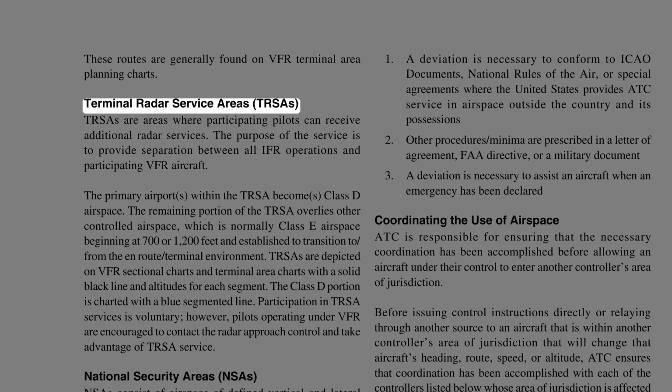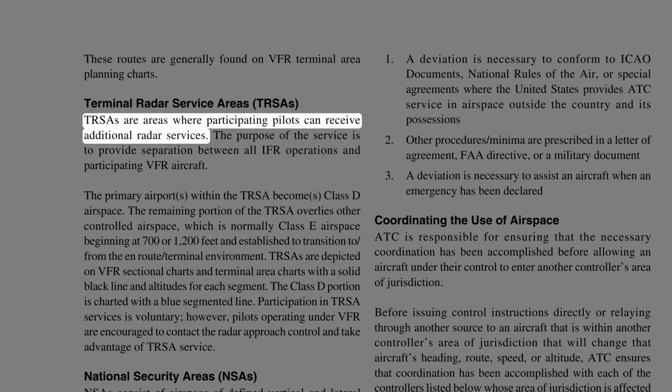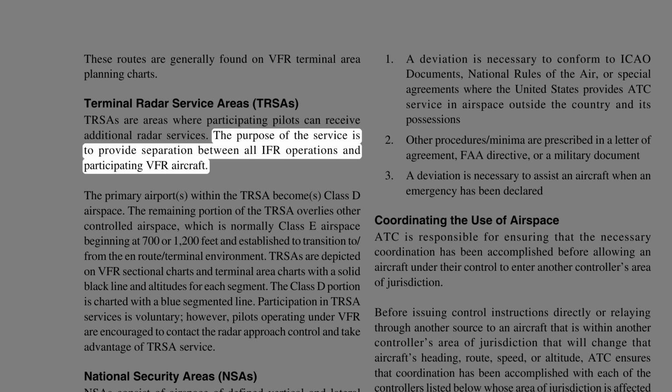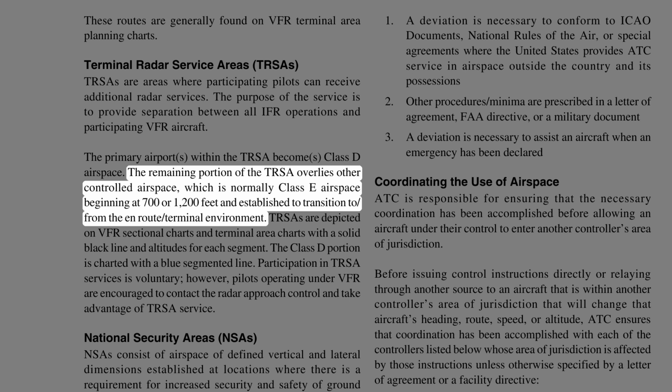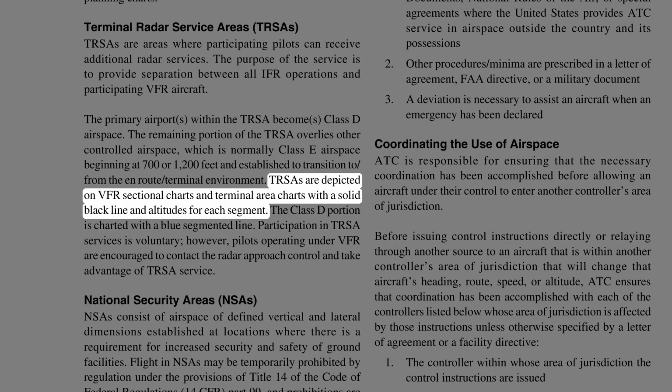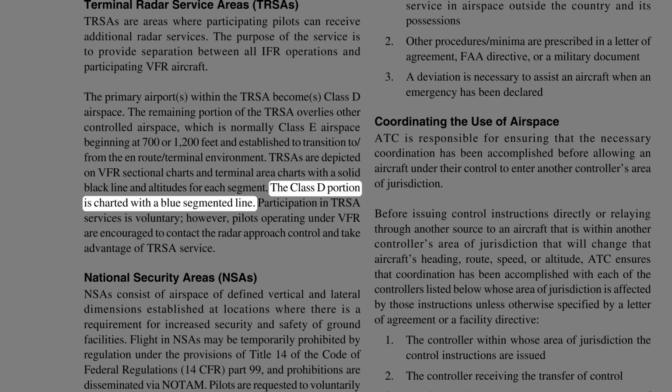Terminal Radar Service Areas, TRSAs. TRSAs are areas where participating pilots can receive additional radar services. The purpose of the service is to provide separation between all IFR operations and participating VFR aircraft. The primary airport within the TRSA becomes Class D airspace. The remaining portion of the TRSA overlays other controlled airspace, which is normally Class E airspace beginning at 700 or 1,200 feet and established to transition to and from the en route and terminal environment. TRSAs are depicted on VFR sectional charts and terminal area charts with a solid black line and altitudes for each segment. The Class D portion is charted with a blue segmented line.